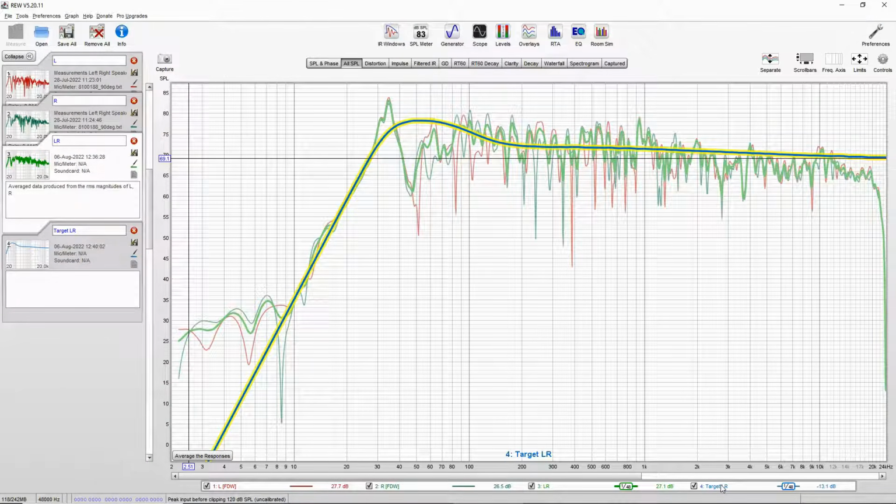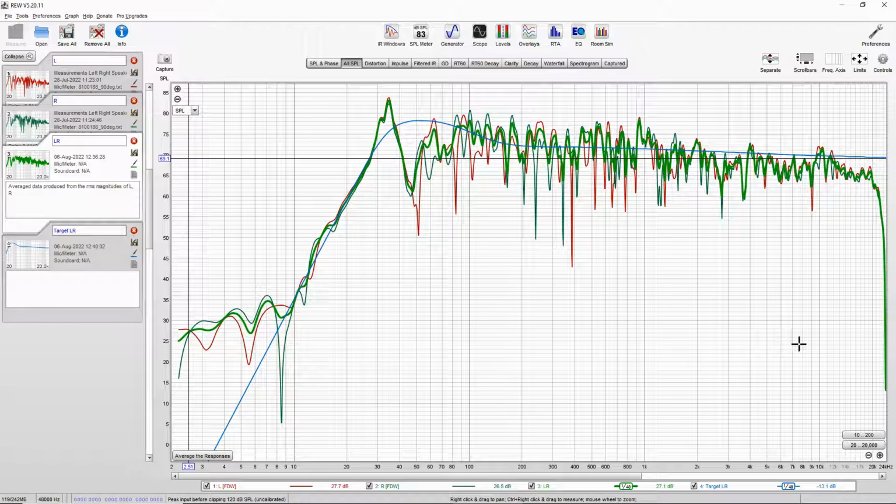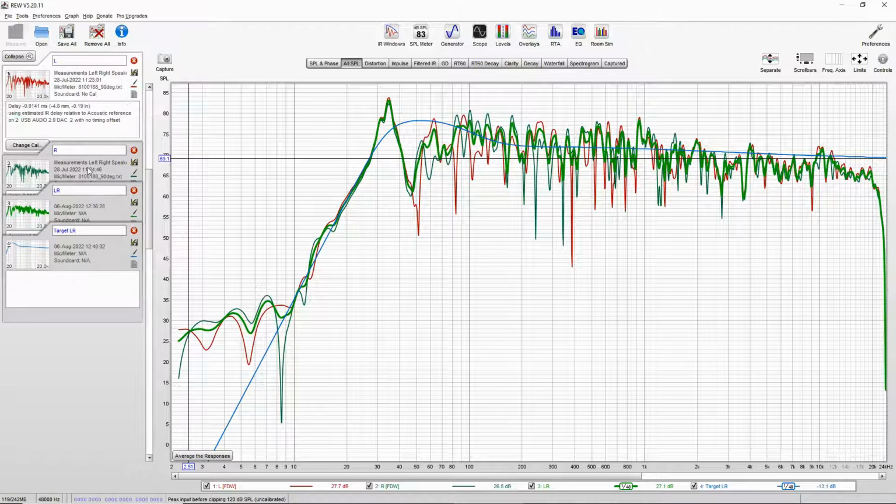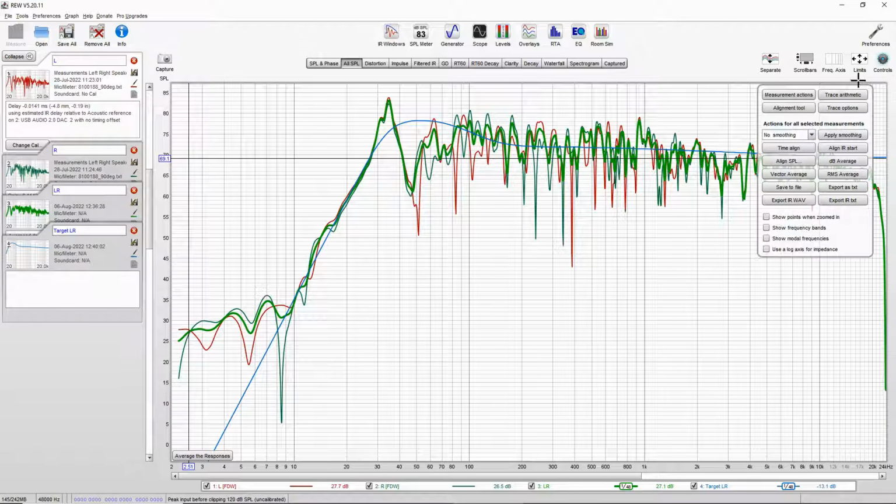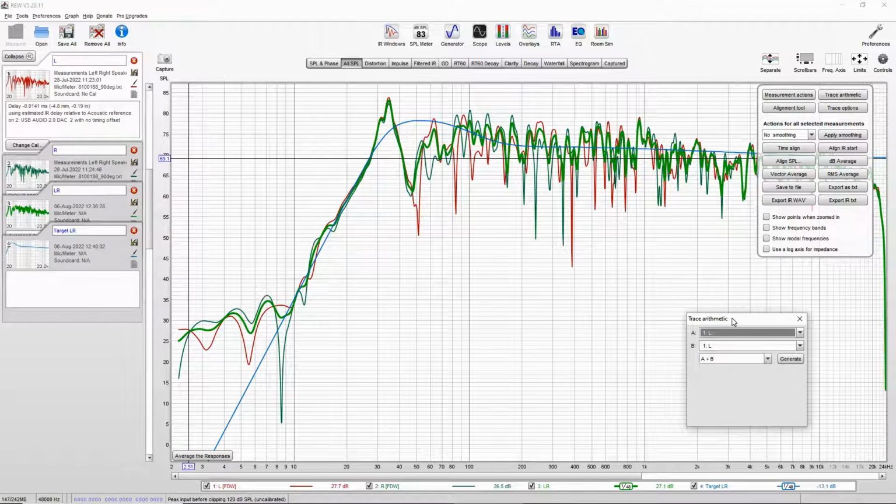As you see, we now have a target LR curve on our SPL screen. Now what we do is invert each speaker over this curve. How do we do that? We go to Controls, Trace Arithmetic, and we need to divide the target curve by the left speaker response. However, because of fast Fourier transform calculations, we have to do this in two steps. First, we divide the left speaker by the target curve, use no regularization whatsoever, and generate that.